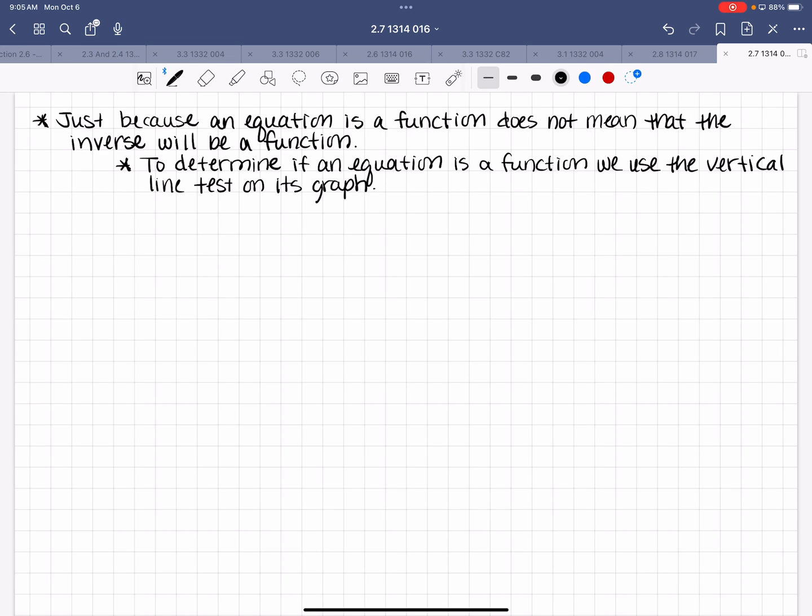To determine if the inverse is a function, we use the horizontal line test.